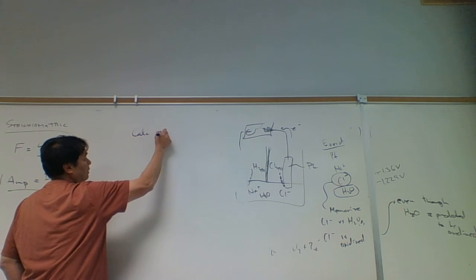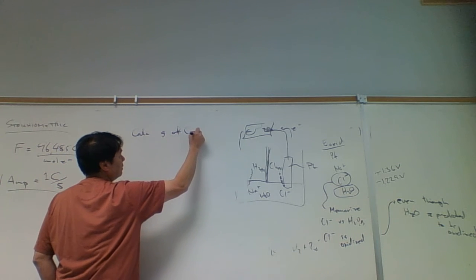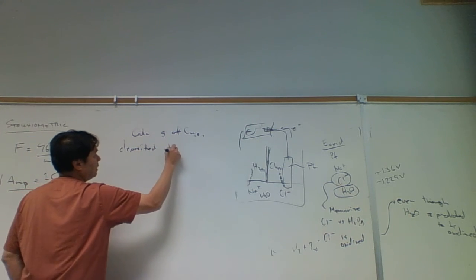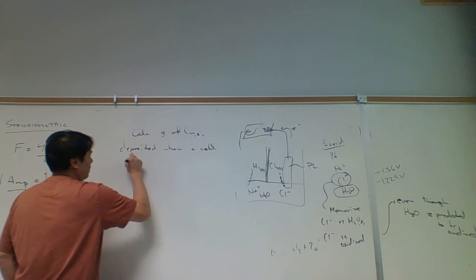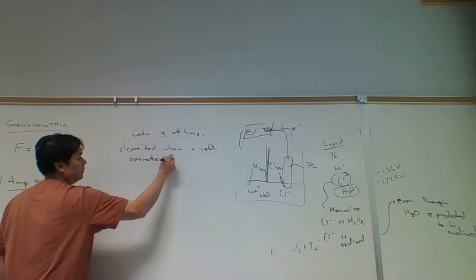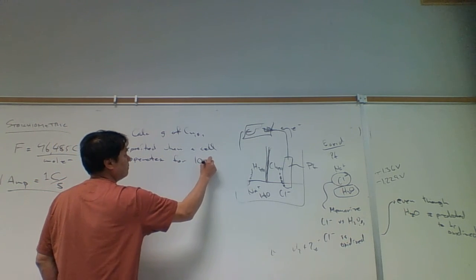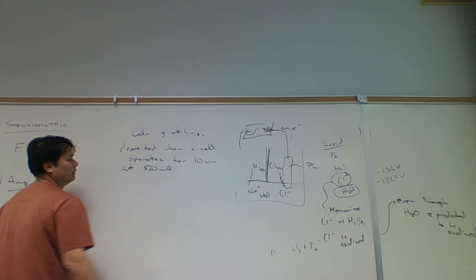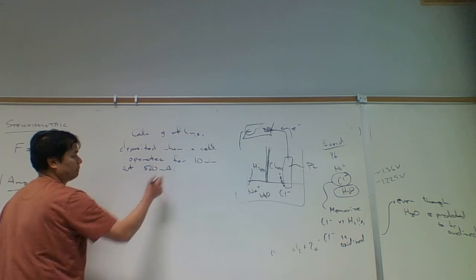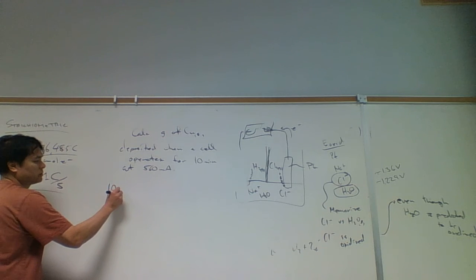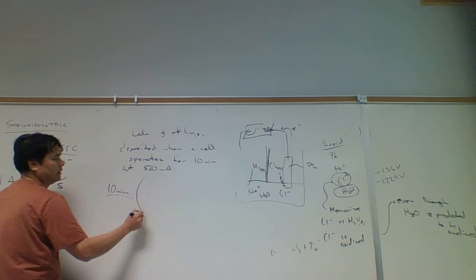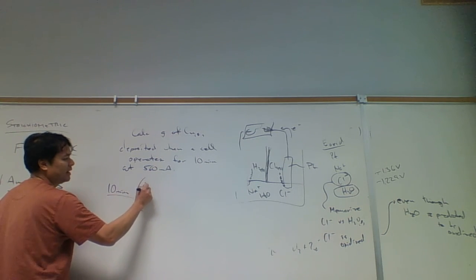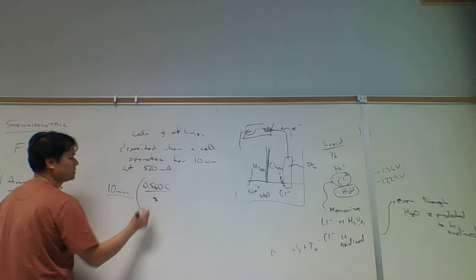And so let's say calculate the grams of copper solid deposited when a cell operates for 10 minutes at 560 milliamps of current. This is just straight stoichiometry where we start off with a given 10 minutes, and then 560 milliamps would be 0.560 amps. 0.560 amps is 0.560 coulombs per second.